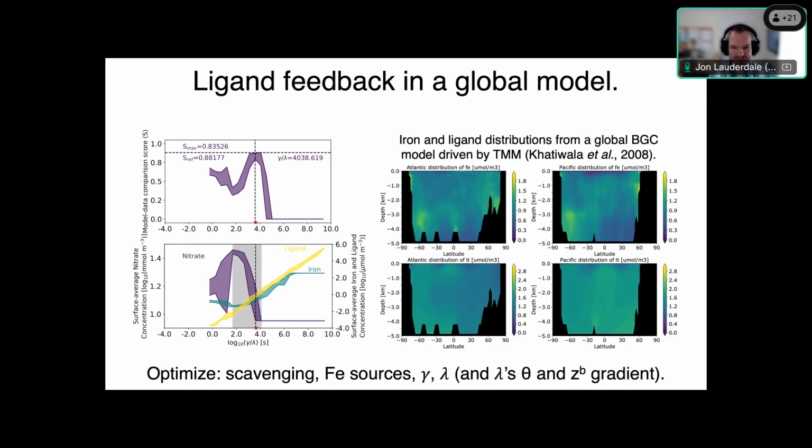I'm going to skip this, but just to say that we're putting this feedback into a global model, and we actually see very similar behavior, at least in terms of the modern state and comparison to the GEOTRACES observations.